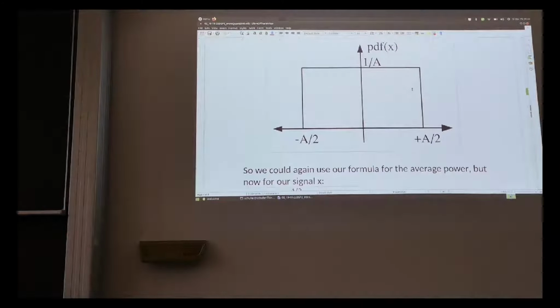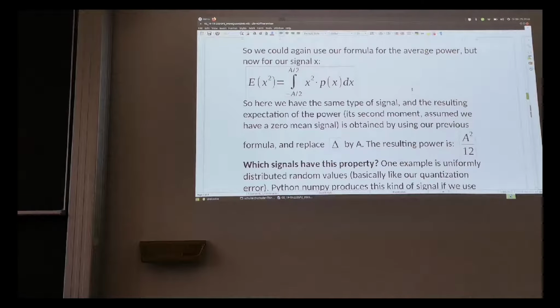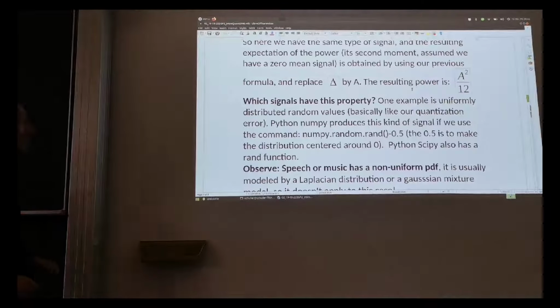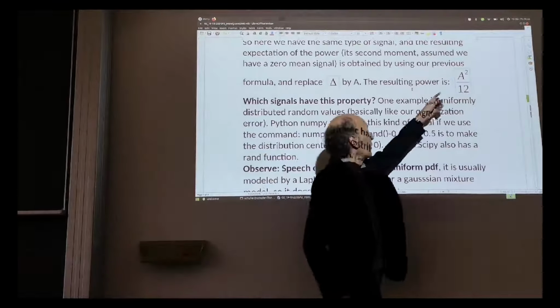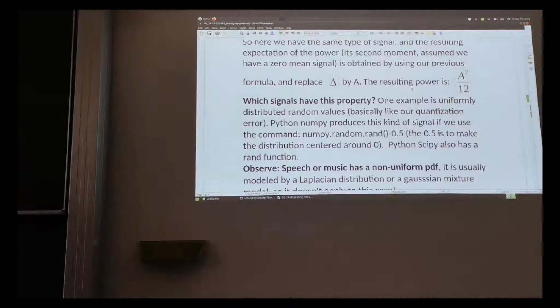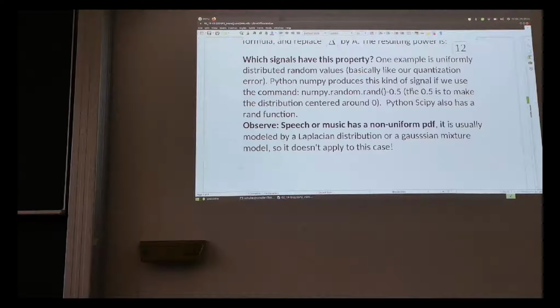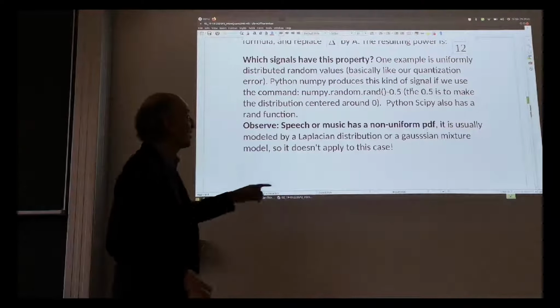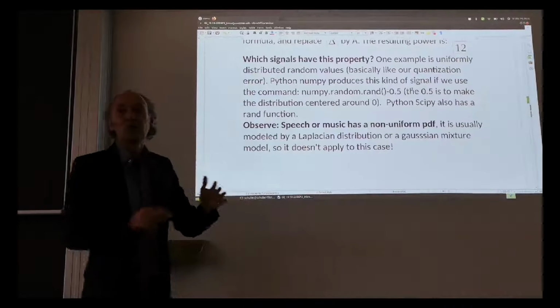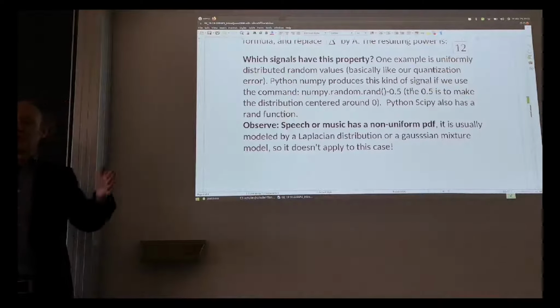So here's our signal, here's the assumption of uniform distribution. Then we can use the same calculation, and we end up with A squared over 12 as the signal power. So this is the average or expected signal power. And what signals have this property? Basically, if you have random noise, then this uniformly distributed random noise has this property.